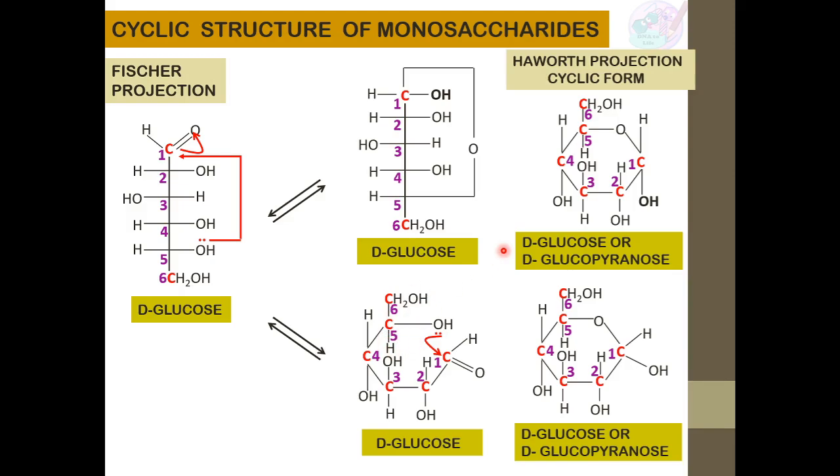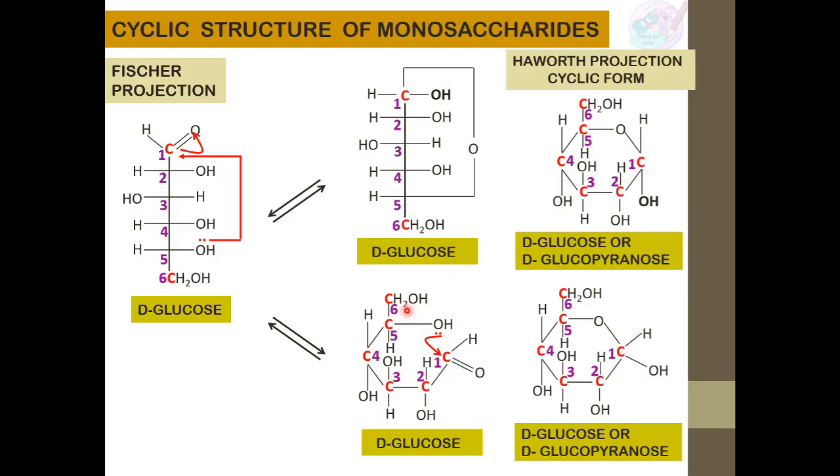And now it's very easy to draw. Whatever is on the right side of this structure, you put downward, like OH, OH, H, OH, you place here. And whatever is on the left side, you put upward, like H, H, OH, H. So H, H, OH and H. This way you can simply make the cyclic structure from the linear structure. So if you remember the linear structure, it's very easy to draw the cyclic structure.